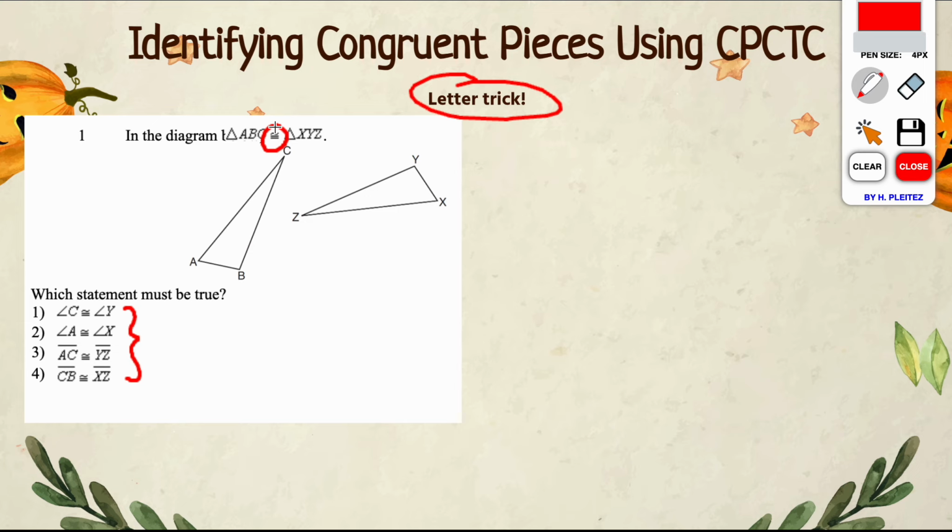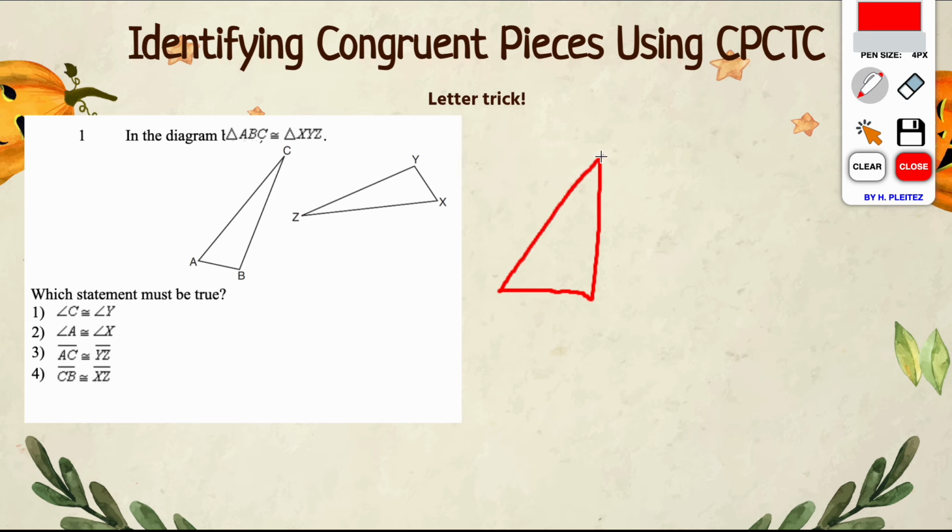Now the letter trick lets you use the order of the letters that the triangle is named, right? So in triangle ABC, A comes first, and in XYZ, X comes first. Before I do that, I'm going to draw one of the triangles in the orientation that it's already in. So I'm just going to draw triangle ABC.